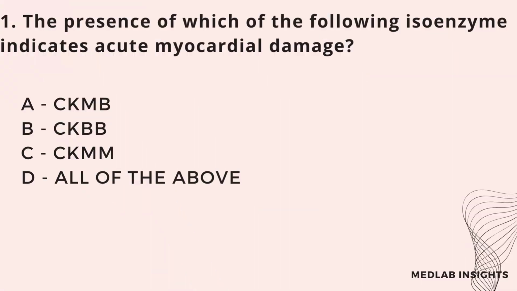The presence of which of the following isoenzyme indicates acute myocardial damage? Options are A. CKMB, B. CKBB, C. CKMM, D. All of the above. And the answer is option A, that is CKMB. Of the three isoenzymes of creatine kinase, CKMB is associated with cardiac diseases. For more details, you can refer to my previous video about cardiac markers.